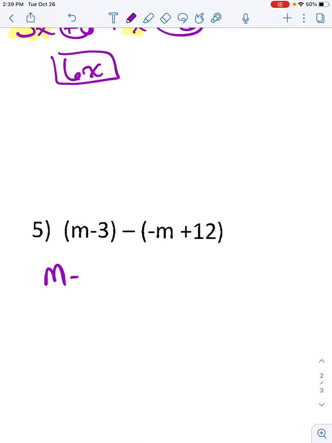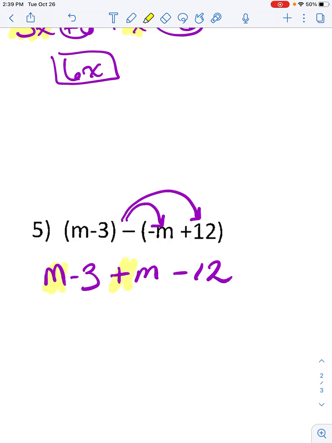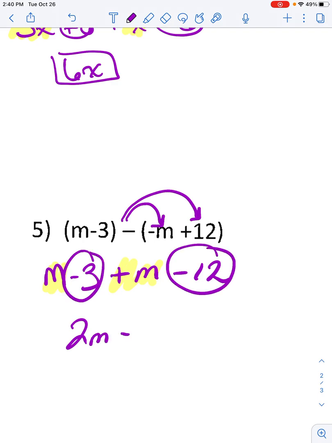Number 5, I'm going to bring down m minus 3. There's nothing to distribute. On the other side, we do have to distribute the negative. A negative times a negative m is now a positive m, and a negative times a positive is now a negative 12. m plus m is 2m. Negative 3 minus 12 more is a negative 15. Same sign, find the sum, lots of negatives.